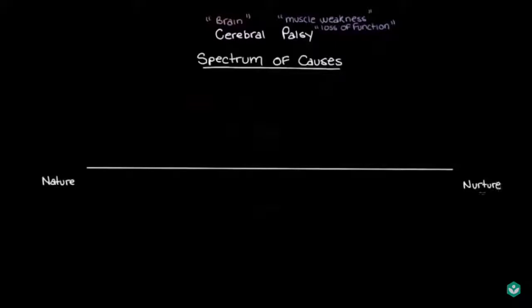And nature refers to things that we're born with, right? Things that are innate, like our genes or our chromosomes. And by nurture, we're referring to our environment after we're born, so all of our personal experiences. And actually, different causes of cerebral palsy can happen at different periods of early development.